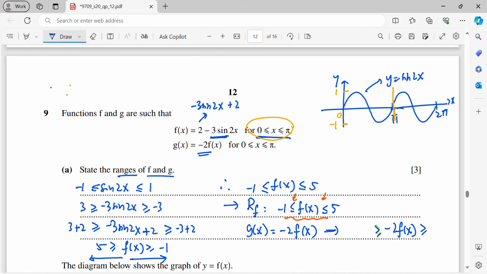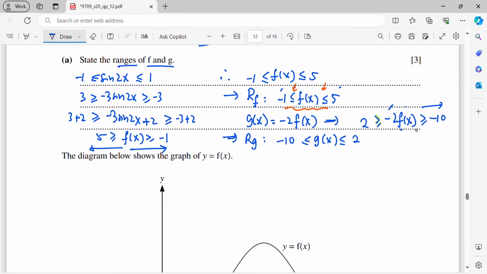Okay, and here greater than or equal to. So minus 1 times minus 2 is 2. Then 5 times minus 2 will be minus 10. So then I will change this back to g(x). So g(x) is greater than or equal to minus 10, and then less than or equal to 2. That means this is your range for g(x). So that is done for the range of f and g.